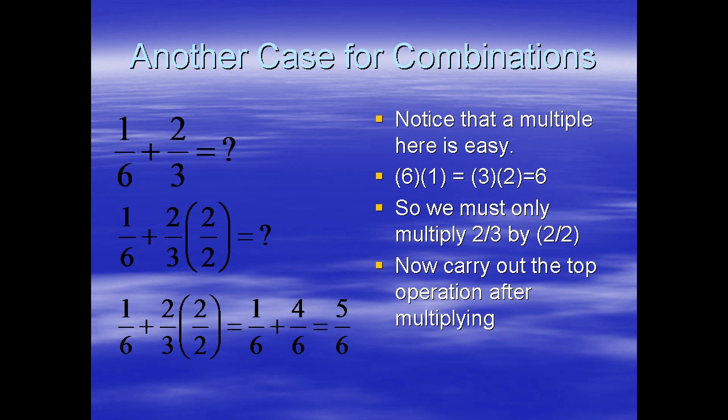Another case that we have here is multiplying by 2/2, and we did that because 3 goes evenly into 6, but twice. So we have to multiply 2/3 on top and bottom by 2/2. I hope you see where we got 4/6 and the answer 5/6.